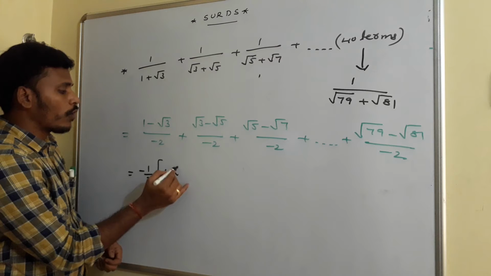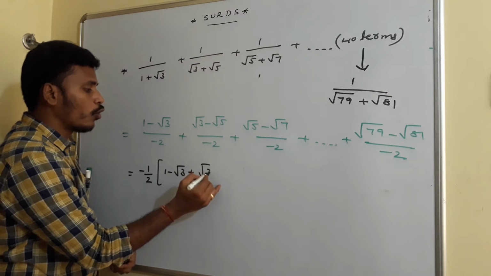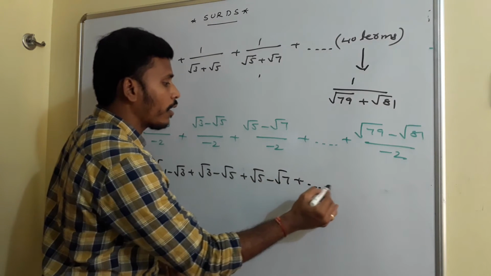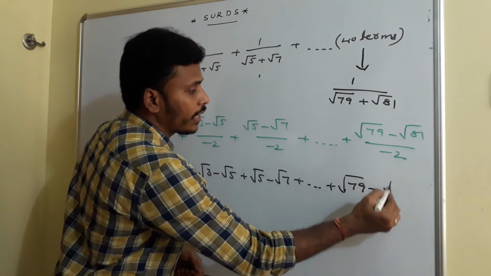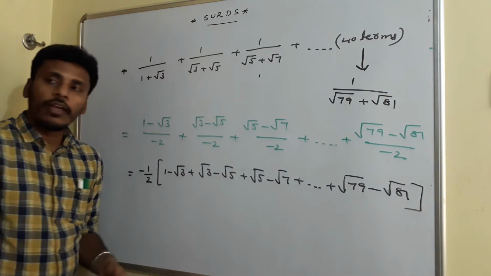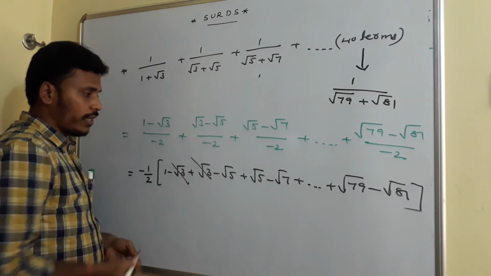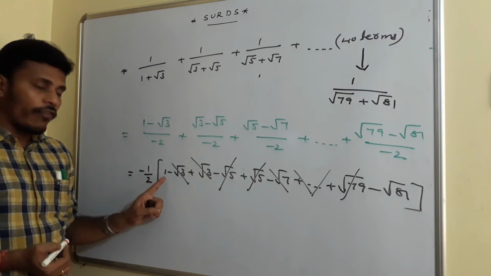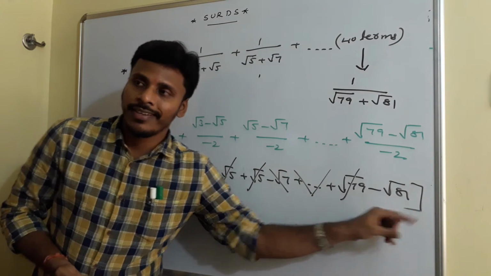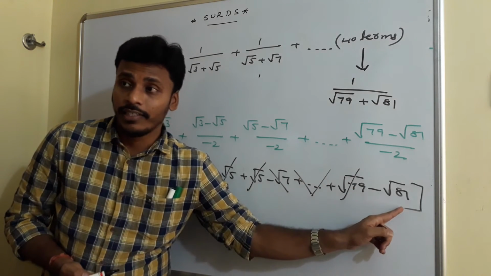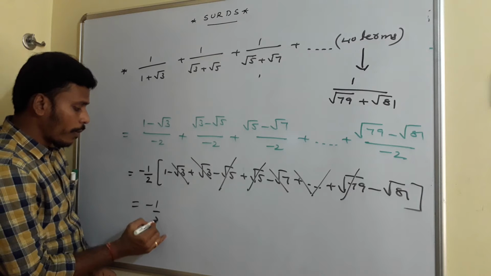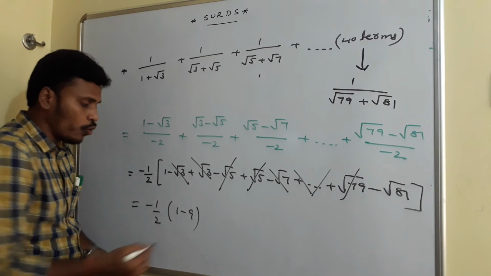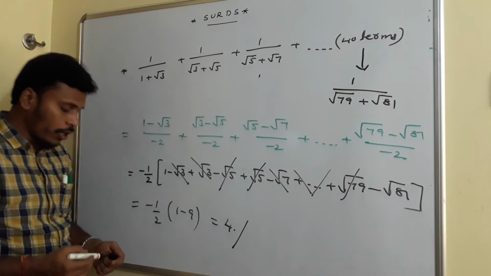Right? Then what you have? 1 minus root 3 plus root 3 minus root 5 plus root 5 minus root 7 plus and so on plus root 79 minus root 81. Now if you combine, minus root 3 and plus root 3 get cancelled, root 5s, root 7s, root 79s and everything get cancelled. You are left with the first one and the last, root 81. This one is 1 and root 81 is 9. Is it right? Then this equals minus 1 by 2 into 1 minus 9. 1 minus 9 is minus 8, by 2. Your simplified value for this problem is 4.